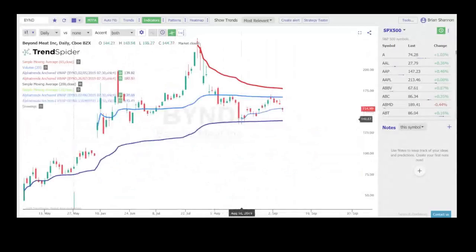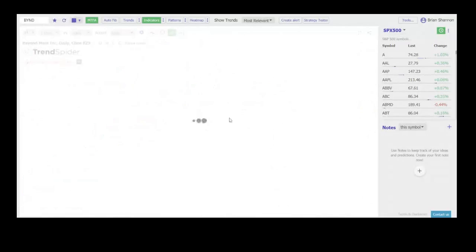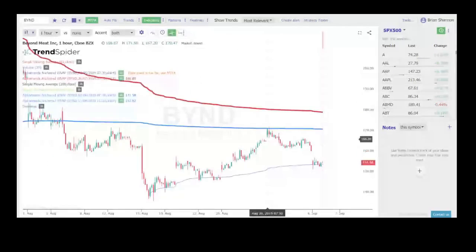So here I just drew it in. That's the last time we tested the volume weighted average price from the IPO, and you can see that we're right on it. Now, one thing you'll notice is it doesn't exactly show up in the same spot on a daily as it does on an hourly time frame, and that's simply due to price sensitivity in terms of the law of large numbers.